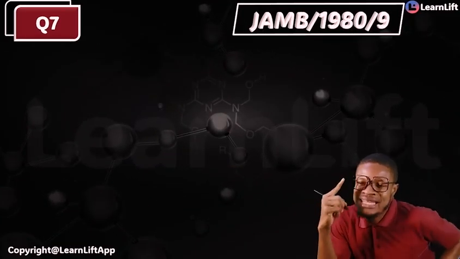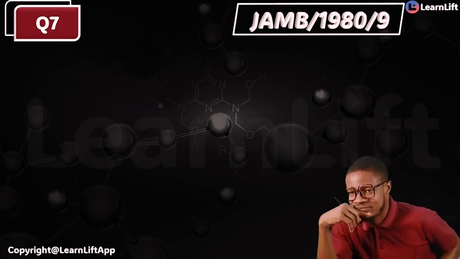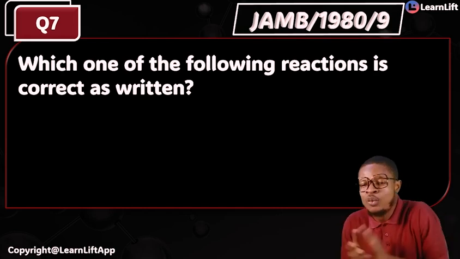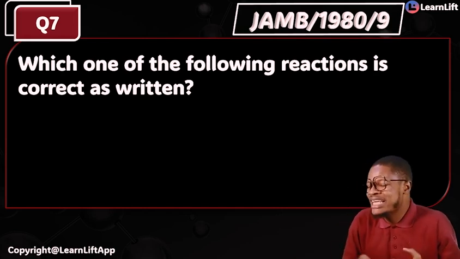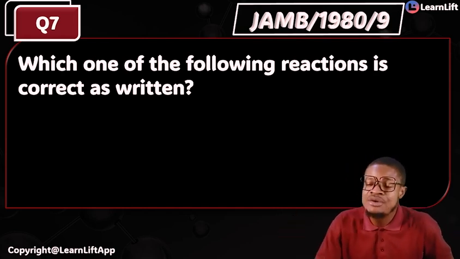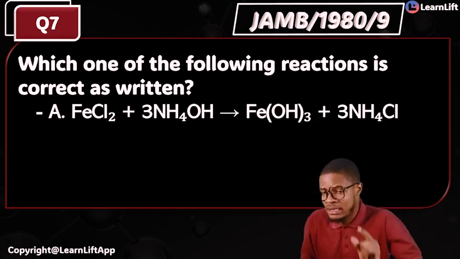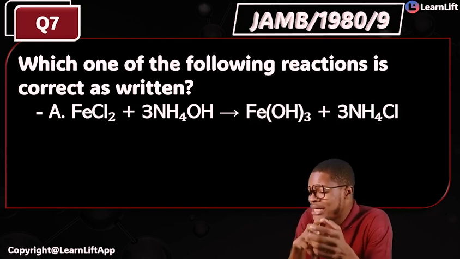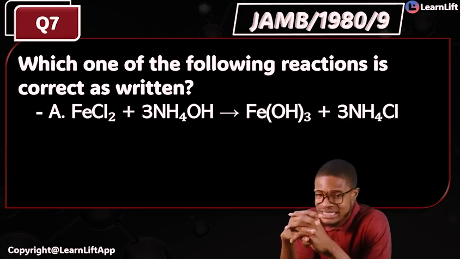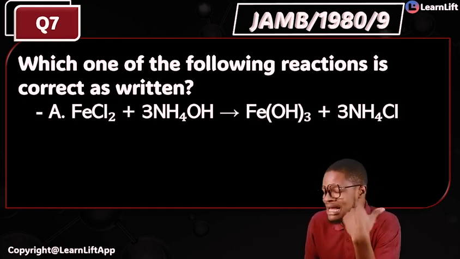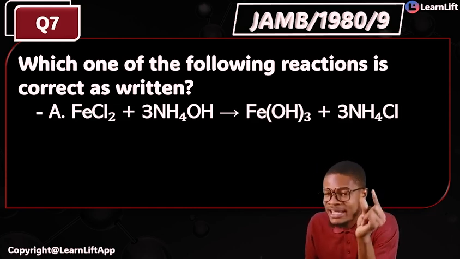Look at JAMB 1980 question 9. JAMB brought this wonderful question. Which of the following reactions is correct as written? Which of them is correct as written? Option A. Now, iron chloride is combining with your ammonium hydroxide to form your iron hydroxide and then your ammonium chloride. Is that equation balanced?